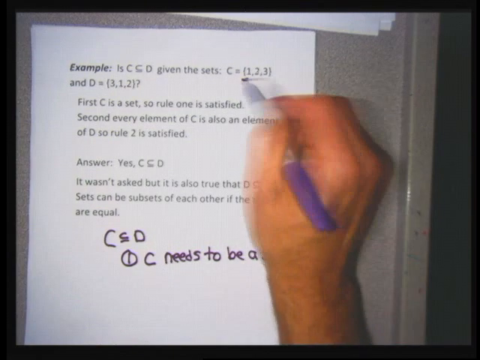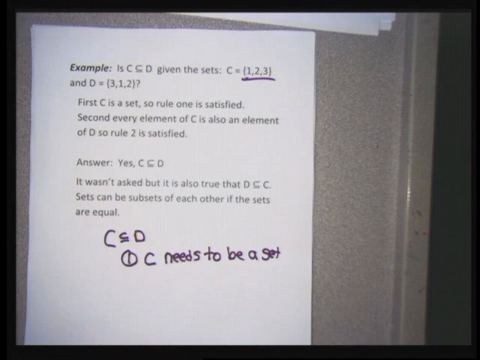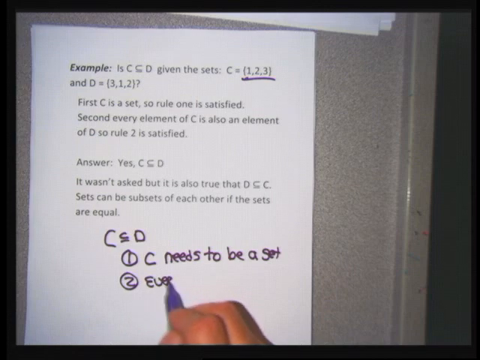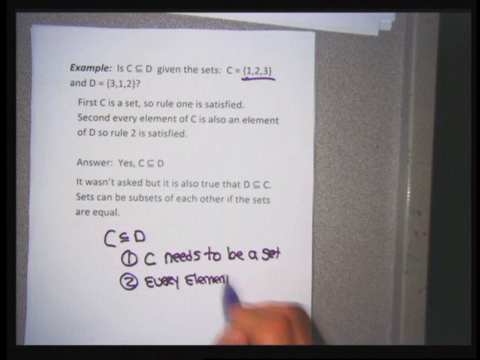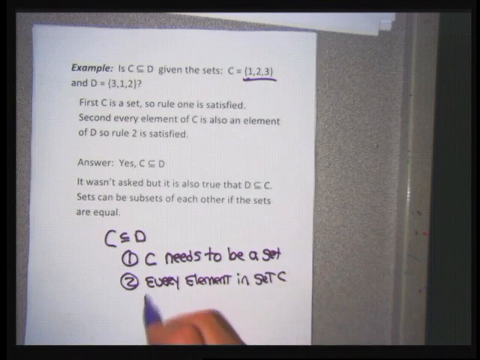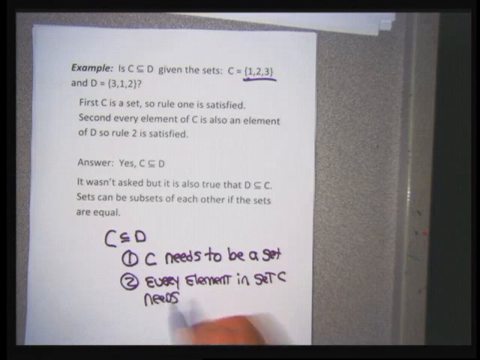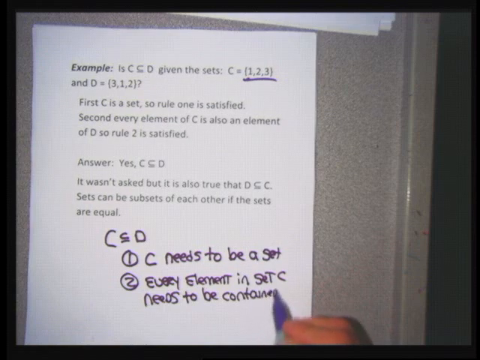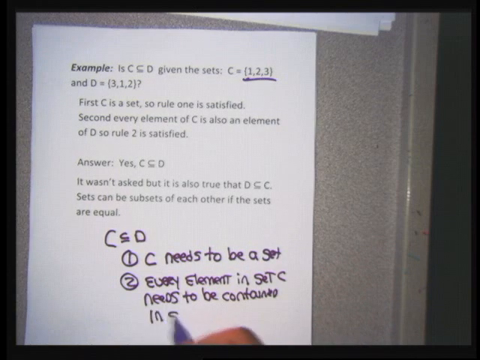And because the C is written in set braces, then C is a set. The second rule that needs to be satisfied is that every element in set C needs to be contained in set D. So one at a time, I'm going to look at the elements in set C and make sure that element's in set D.